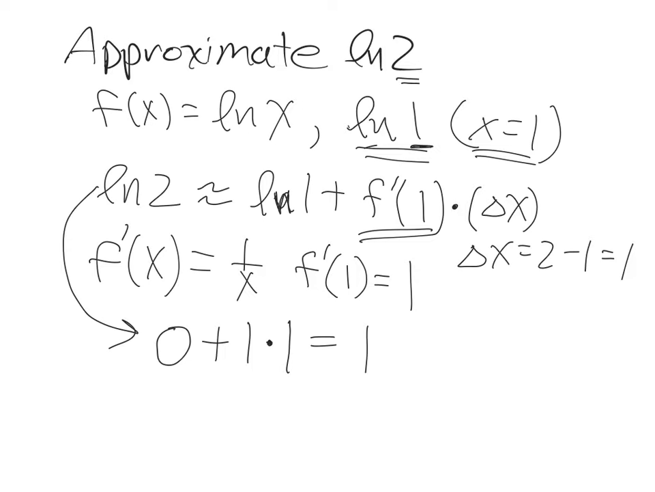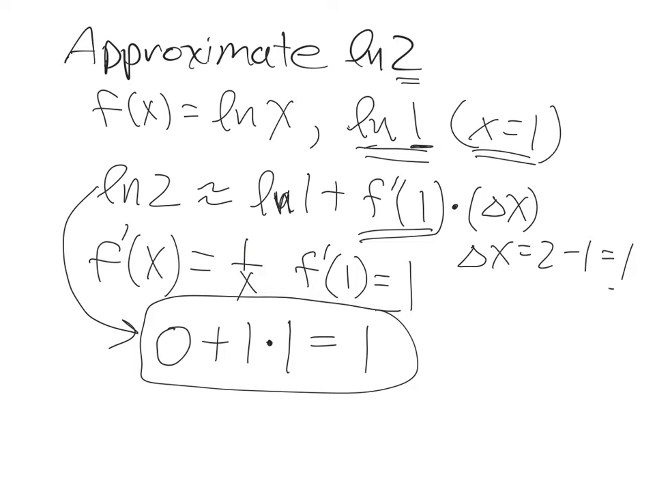Okay. Now, the exact value of natural log of 2 is 0.693. So that's pretty decent. That's your answer, 1? Yep. So this would be the process of approximating natural log of 2. Now, not a great approximation, but at least it gets us close.